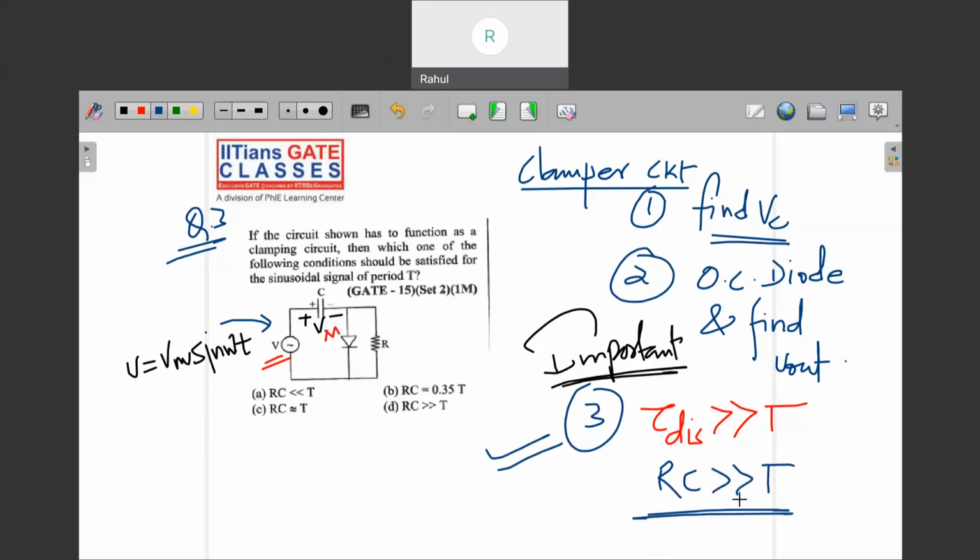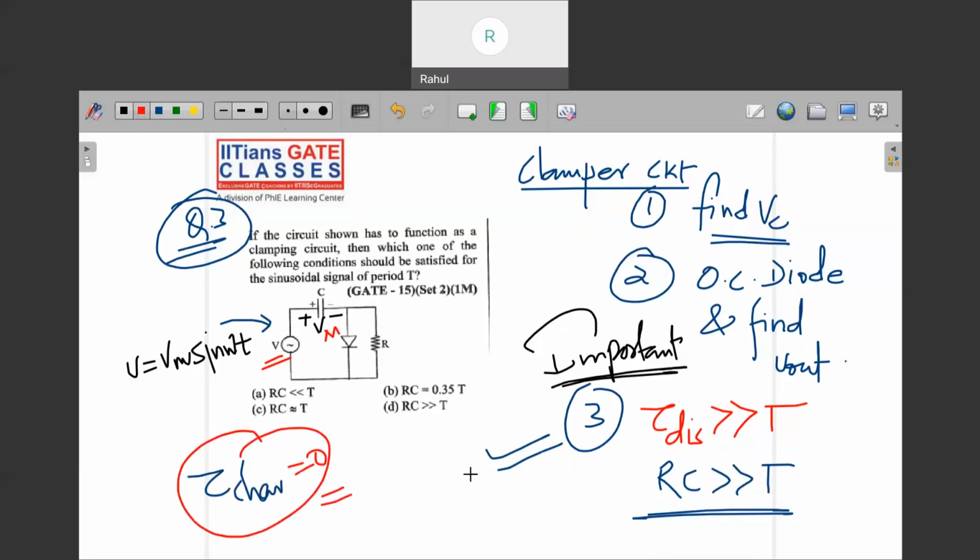In fact, you might have studied the envelope detector circuit in communication systems also, right? So this is a very important condition. The charging time constant of a capacitor should be very small. T charging should be very small, no problem, because you want your capacitor to charge immediately, right? You want it to be almost 0. But the discharging time constant is very important. So your option for this question will be option D, right?